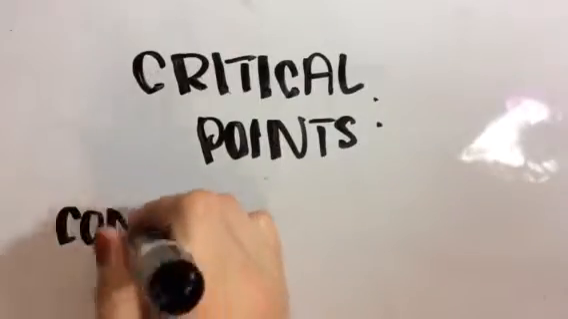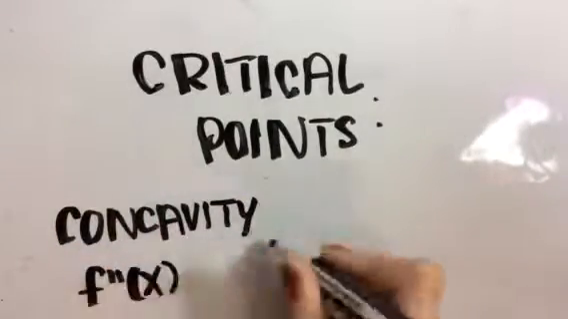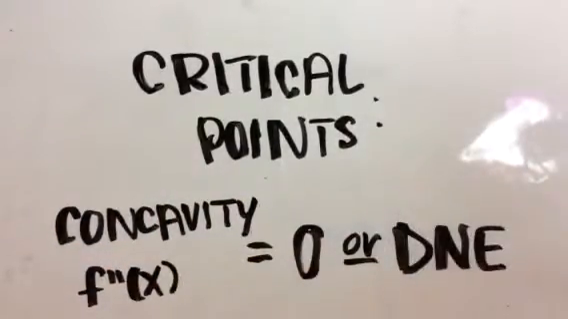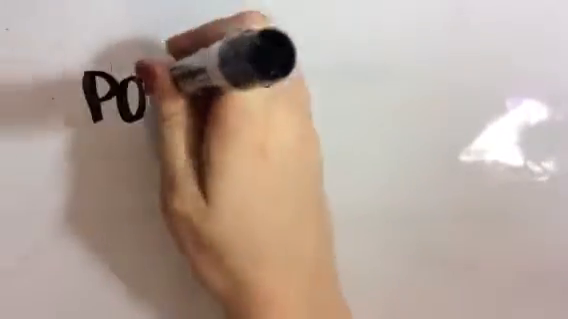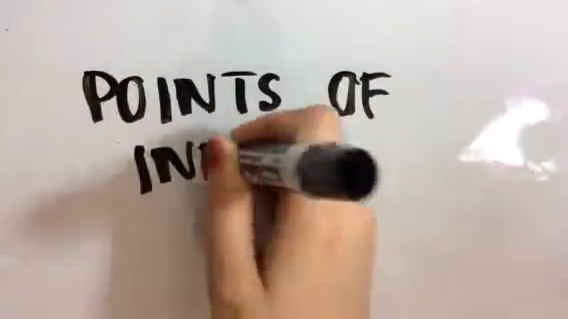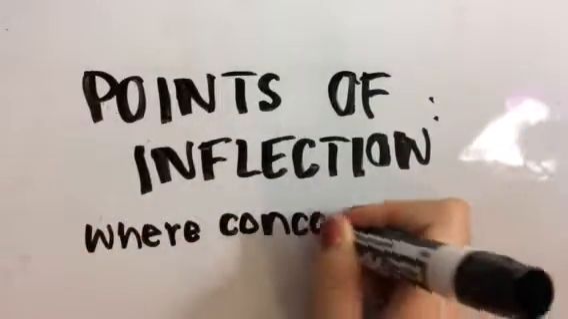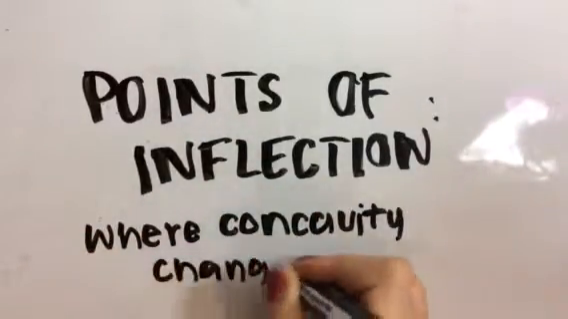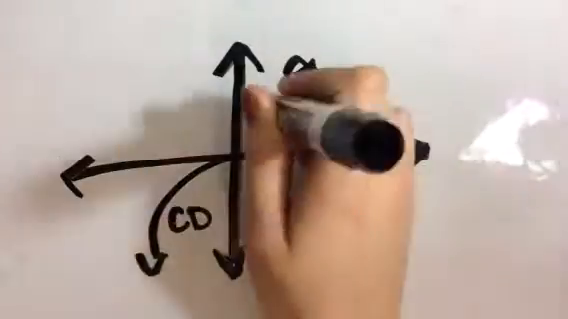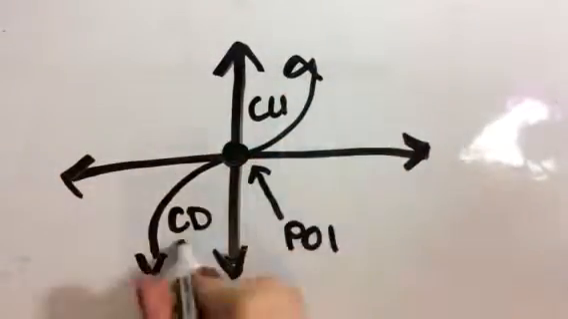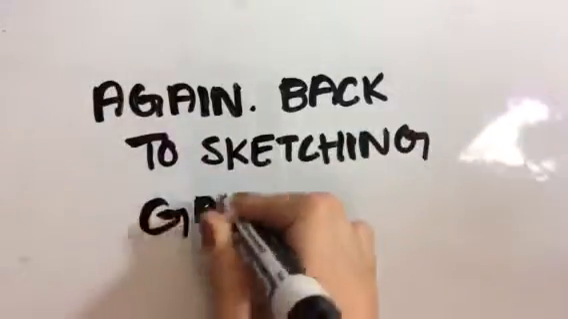And you can also have critical points with these. So this is where the concavity, or f double prime of x, is equal to 0 or does not exist. And with critical points come points of inflection. And this is pretty much exclusive to concavity, and this is where it changes. So, given this graph, f of x equals x cubed, we can see where it's concave up, concave down, and the point of inflection where that changes. So, again, back to sketching graphs.